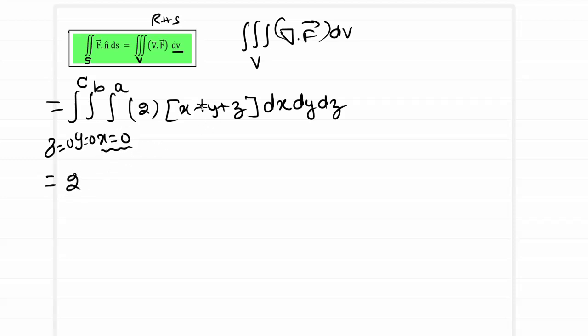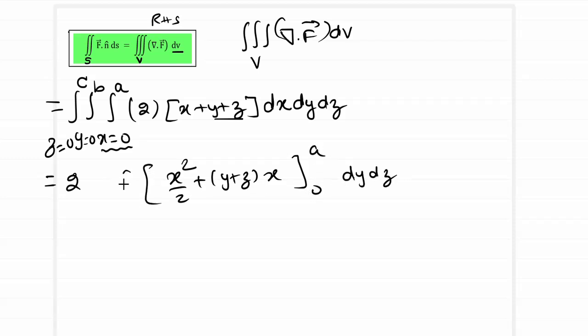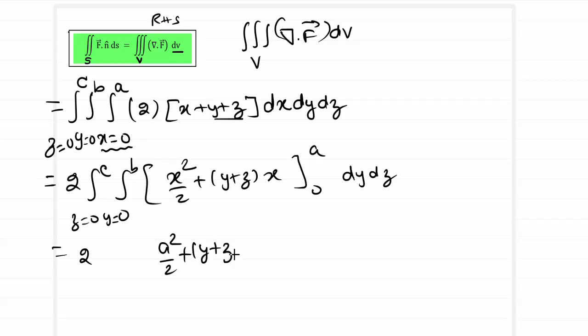When I integrate with respect to x, y and z are constant. x on integration gives you x squared by 2 and y plus z on integration gives you x. Now apply the limit 0 to a; dy and dz will still be there, with the 2 integrations of 0 to b where y varies and 0 to c where z varies left out. So I have 2 times a squared by 2 plus y plus z times a. This is my upper limit, and the lower limit will vanish. So 0 to c, 0 to b, integrated with respect to dy, dz.